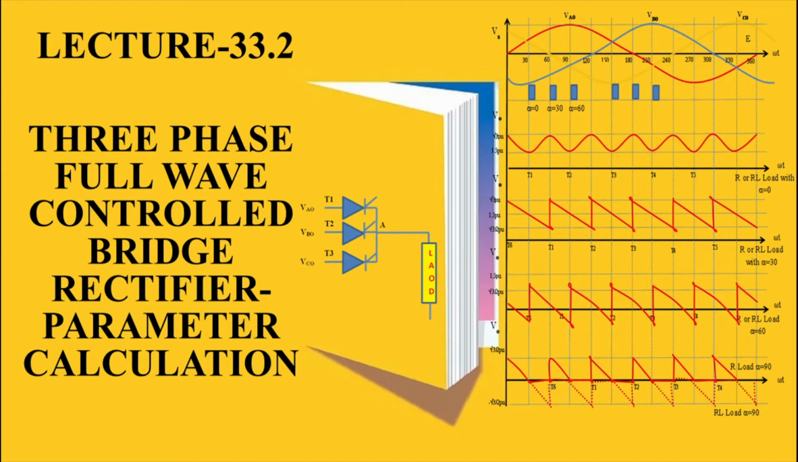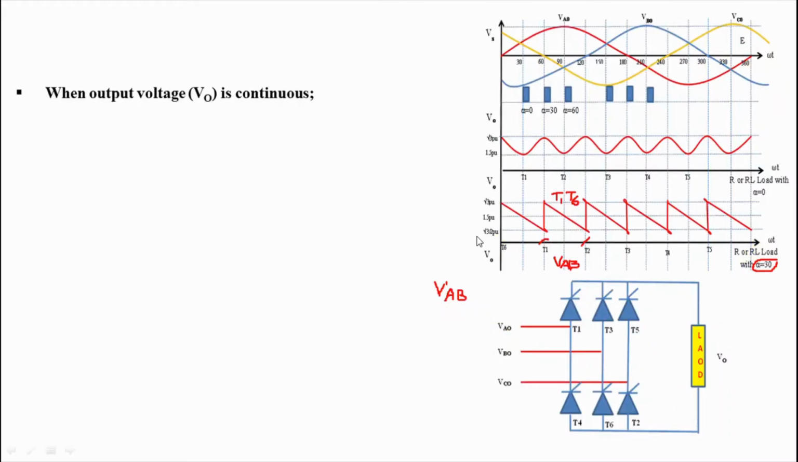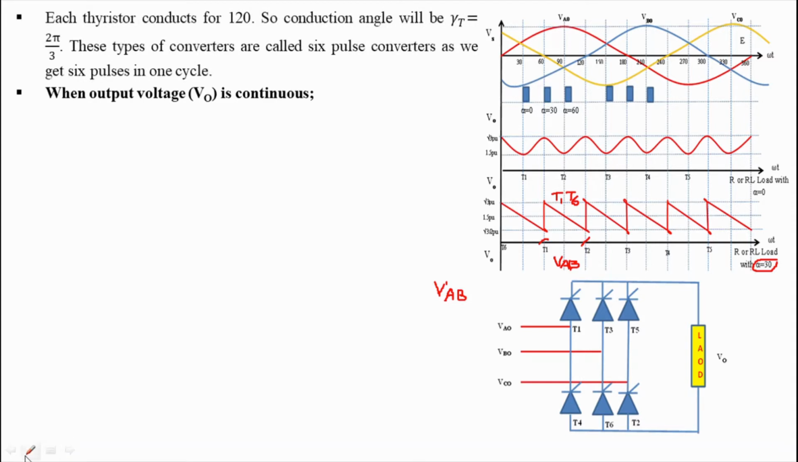Here in this video, we are going to see the parameter calculation for three-phase full wave controlled bridge rectifier. See, this is the diagram of bridge rectifier and these are two waveforms for alpha is equals to 0 and alpha is equals to 30 degree. Here we can clearly see that each thyristor conducts for 120 degree.